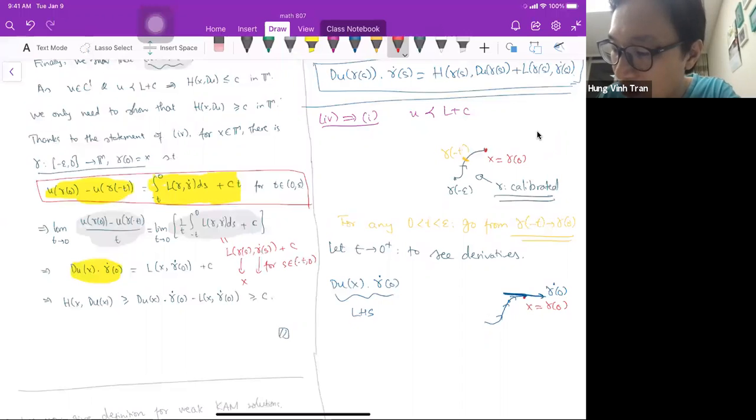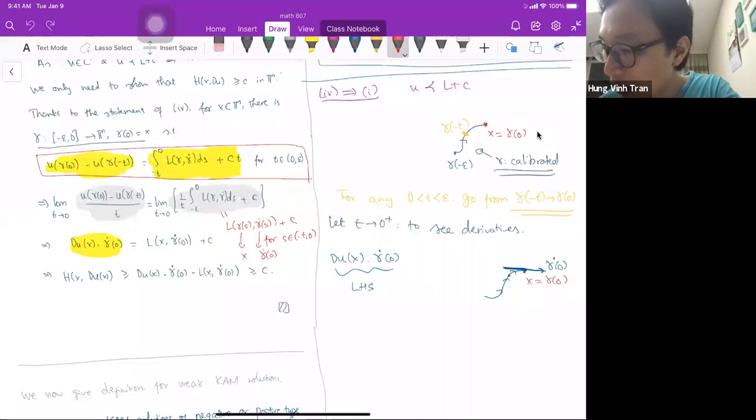Gamma dot of s converges to gamma dot of 0, again assuming that gamma is nice, right? Because we know that it's C^k, remember? Any calibrated curve is C^k. So you converge to the right hand side, which is L of x, gamma dot of 0, plus c. Okay, so this is the right hand side.